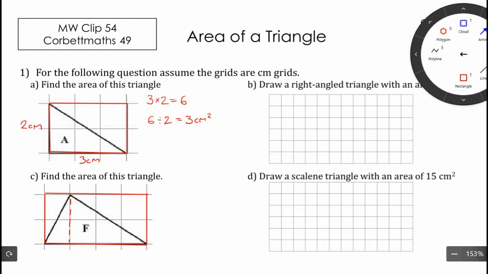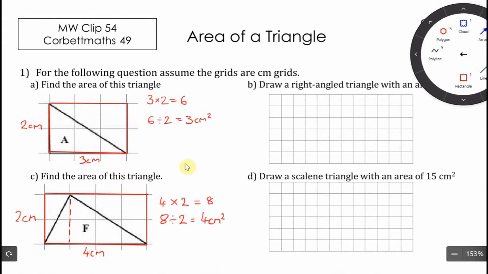We can work out the area of the rectangle and half it. So the base is 4, the height is 2, so we can do 4 times 2 to find the area of the rectangle. We're then going to halve it, and the area of the triangle is therefore 4 square centimeters.